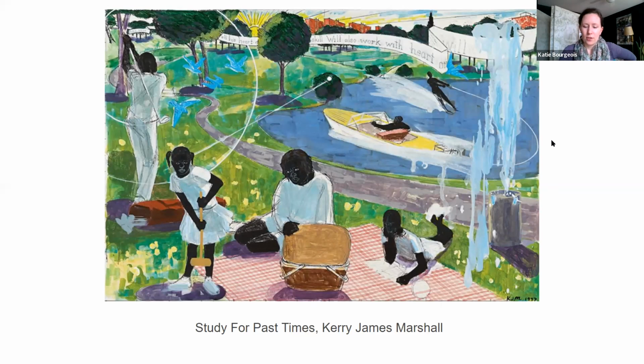Here's another one by Carrie James Marshall. Again, we kind of get the sense that this is a springtime painting because of the yellowish greens. Looks like there are dandelions blooming in the lawn. And this one is a little bit different from what we've been looking at. It's more of like in a park. And obviously there's a lot of conceptual messages going on here. Study for Past Times is the title. A lot of spring activities happening as well.